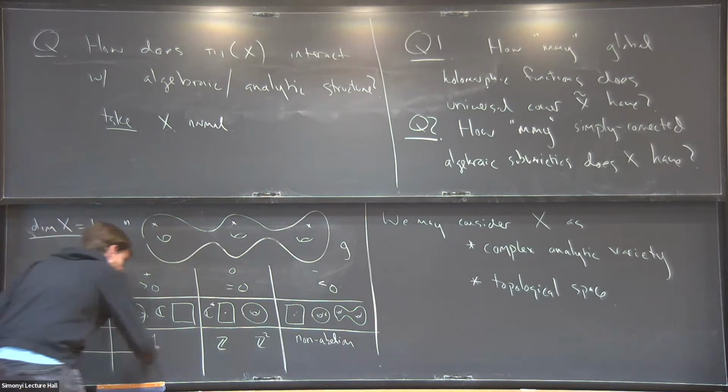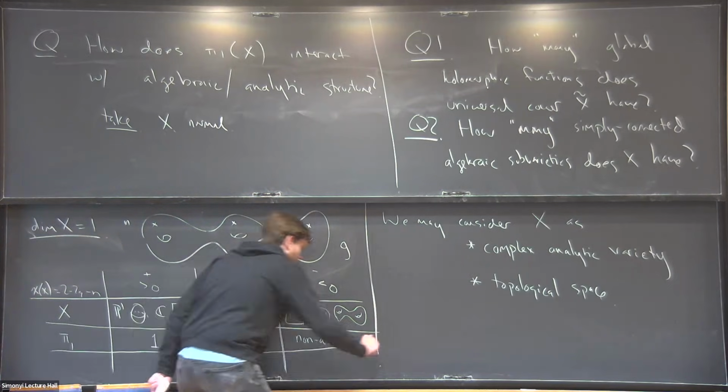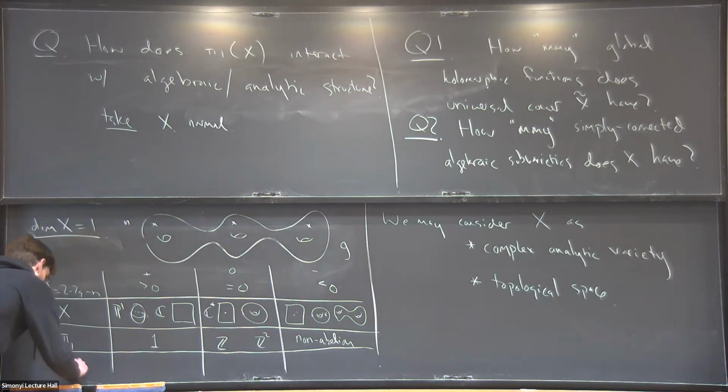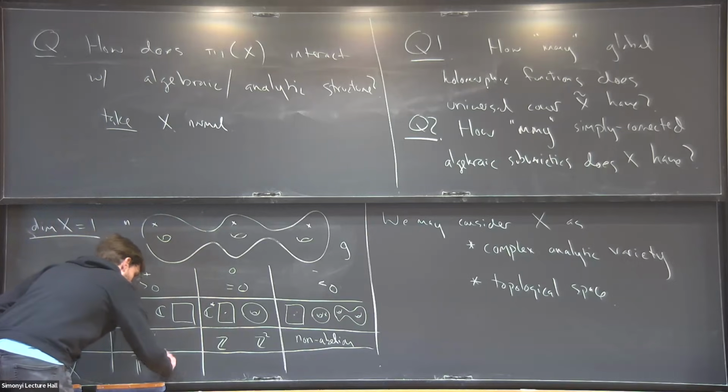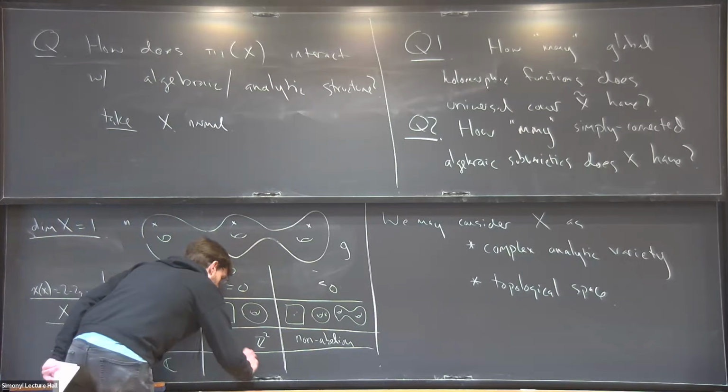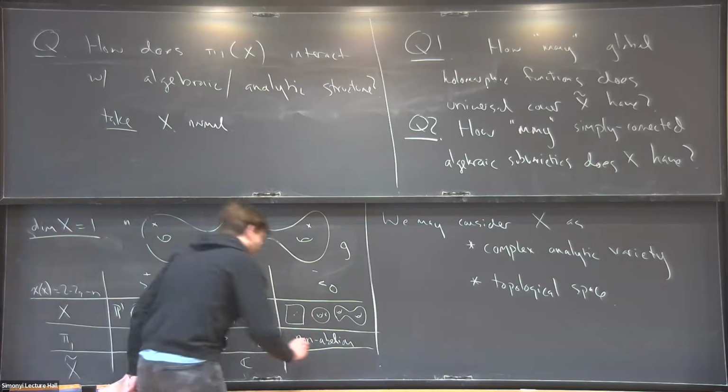And then we can also kind of explicitly understand what the universal covers look like. Well, in this case, it's the same thing. You either get P1 or the complex plane. Here we get the complex plane, and here we always get the disk.